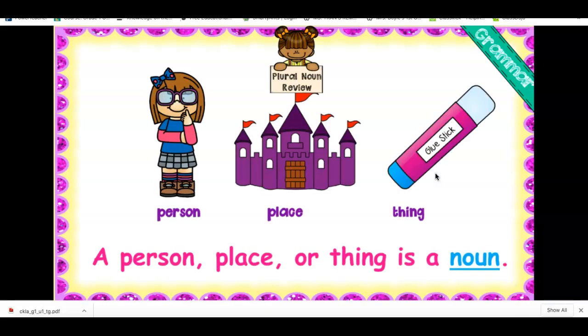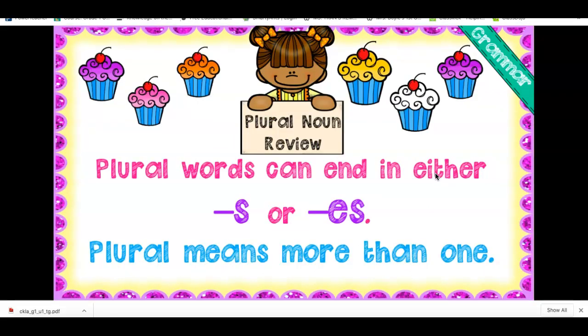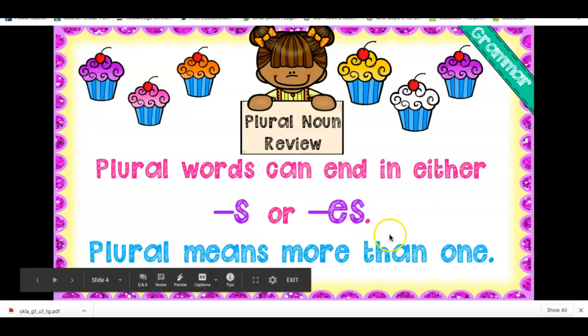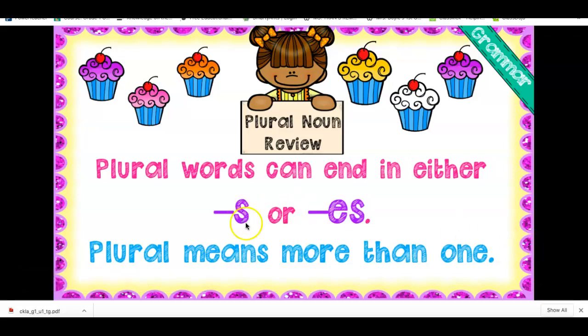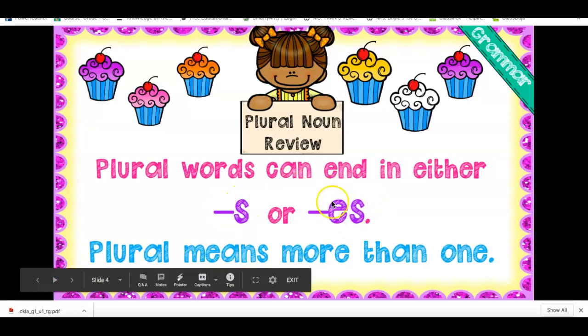As a review, a noun is a person, a place, or a thing. And when we're talking about more than one person or more than one place or more than one thing, we refer to that as a plural noun. Plural means more than one. And plural nouns can end in the letter S or the letters ES.